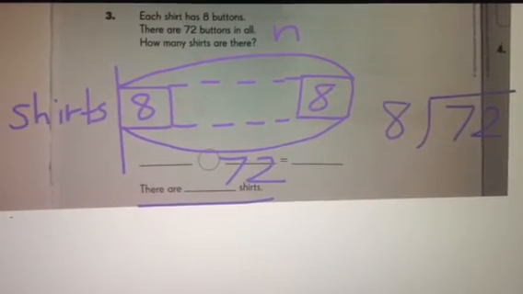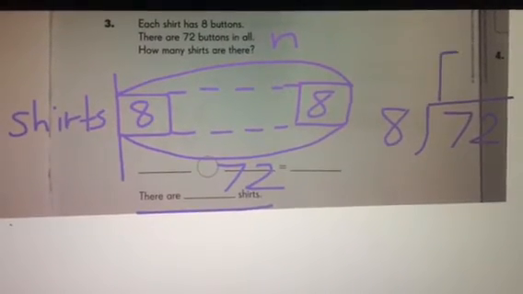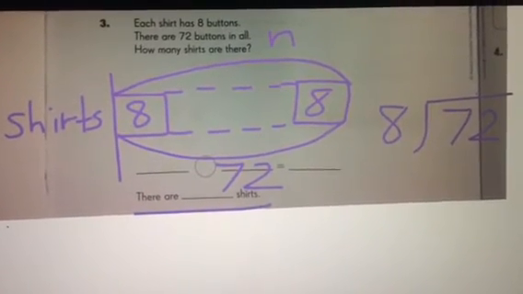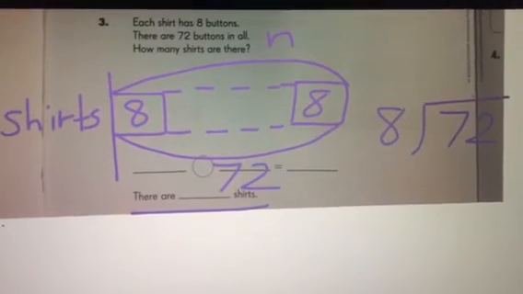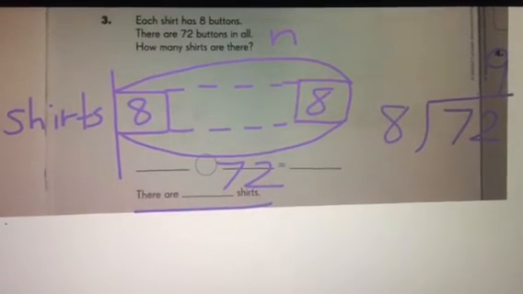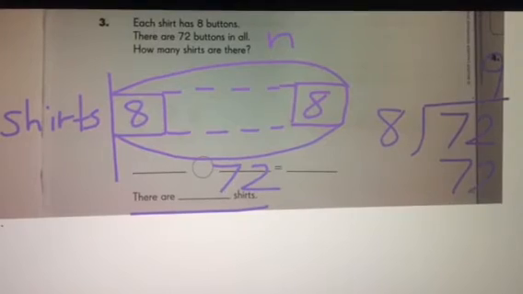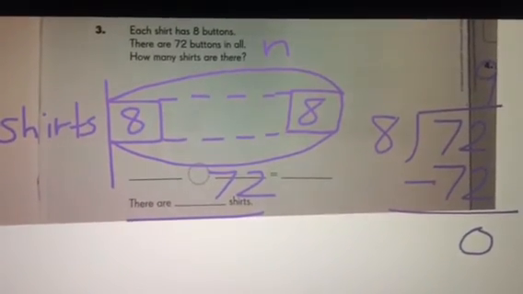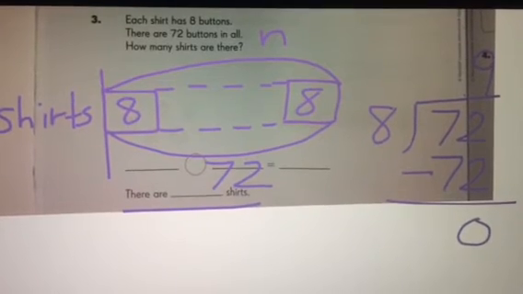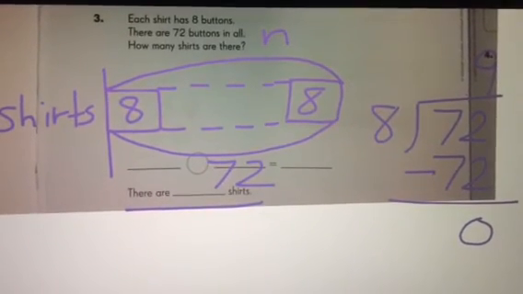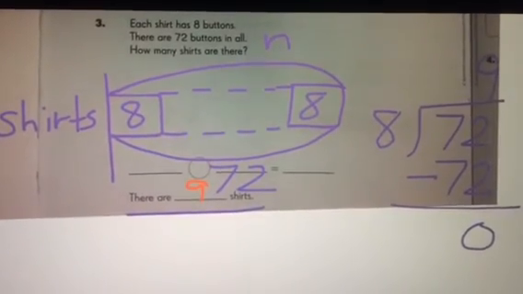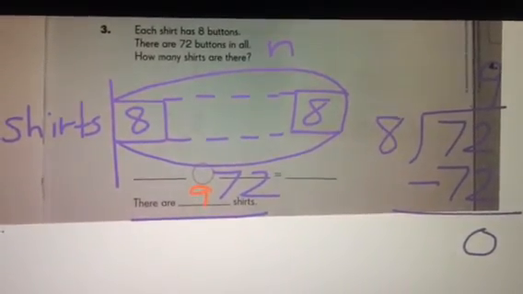Can 8 go into 7? No. So we don't put anything here. We go to the 72. Does 8 go into 72? Yes. How many times? 9. 8 times 9 is 72. We subtract, and there are 0 remainders. So our answer is there are 9 shirts, and that is our group number.